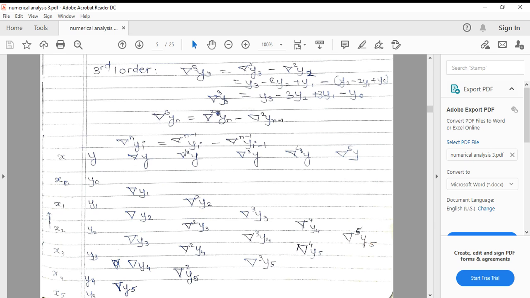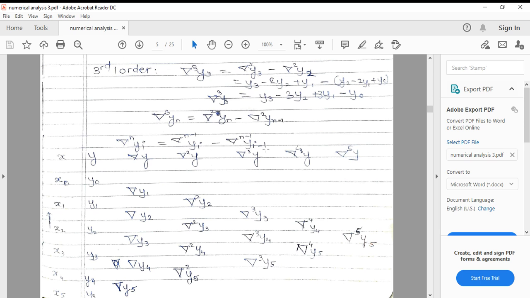In the first backward difference we will get a total of 5 values. In the second backward difference we will get only 4 values. For the third backward difference we will get only 3 values, and so on. So if you have 6 values, the 6th backward difference will be 0. And this is the general formula for the backward difference operator: del raised to n yi is equal to del raised to n minus 1 yi minus del raised to n minus 1 yi minus 1.